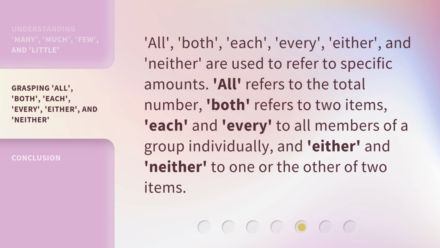All, both, each, every, either, and neither are used to refer to specific amounts. All refers to the total number. Both refers to two items, each and every to all members of a group individually, and either and neither to one or the other of two items.